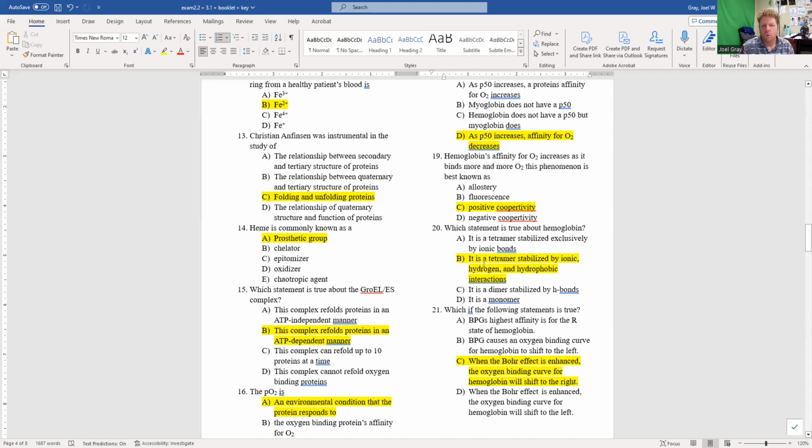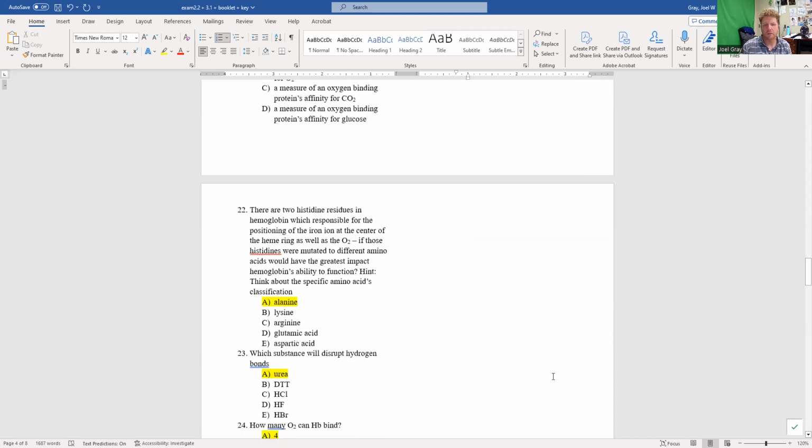Number 21, which of the following statements is true? C, when the Bohr effect is enhanced, the oxygen binding curve for hemoglobin shifts to the right. That's 100% true. BPG's highest affinity is for the R state. Nope, it's for the T state. BPG causes an oxygen binding curve to shift to the left. Nope, it's going to shift it to the right. And D, when the Bohr effect is enhanced, the oxygen binding curve for hemoglobin will shift to the left. So C is the correct answer.